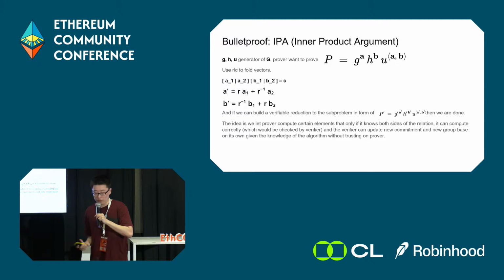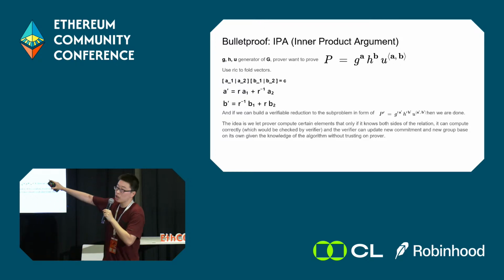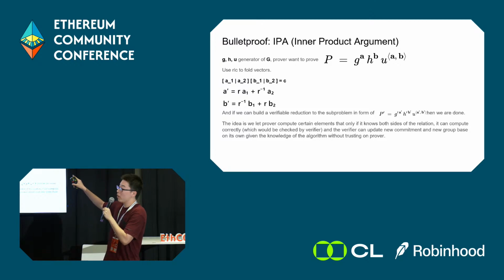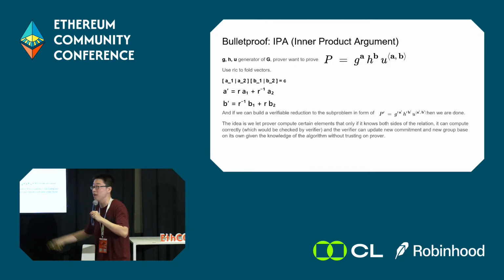The first is Bulletproofs. Specifically, I'm going to talk about the inner product argument used in Bulletproofs. The claim goes like this. We have a cyclic group of prime order P, and we have some generators G, H, and an element U as a generator in the group. The claim is that we have a Pedersen commitment to two vectors, A and B, and we also know the dot product raised to the power of U. So this is the Pedersen commitment, and we want to prove to the verifier that we know this commitment.